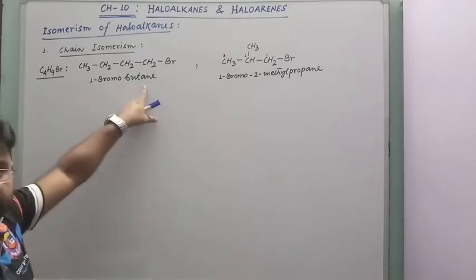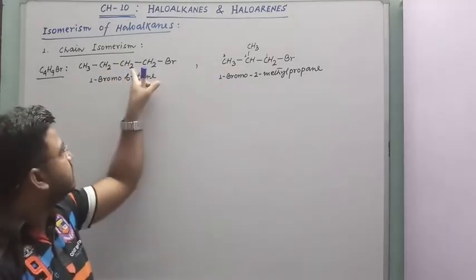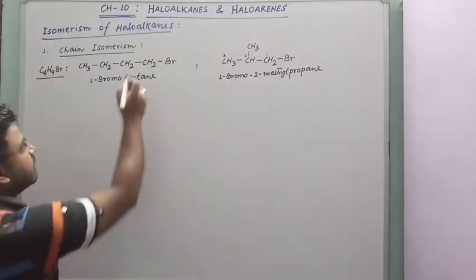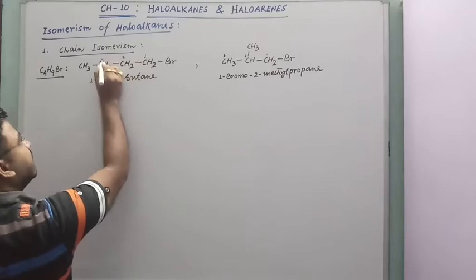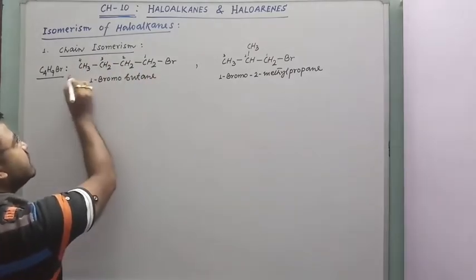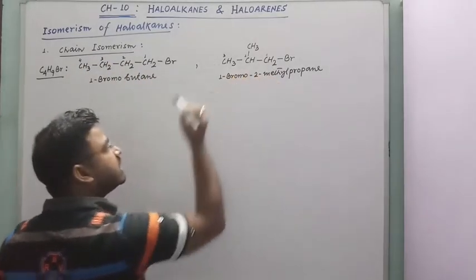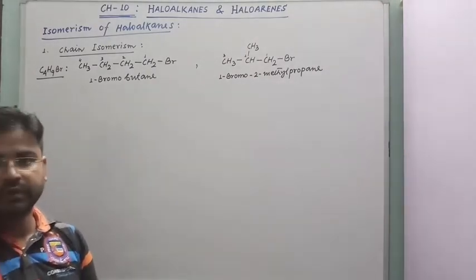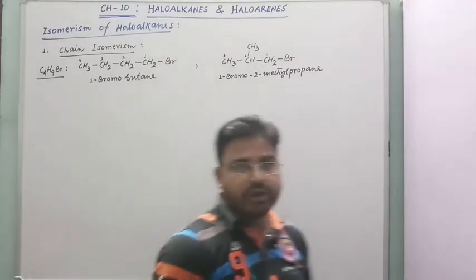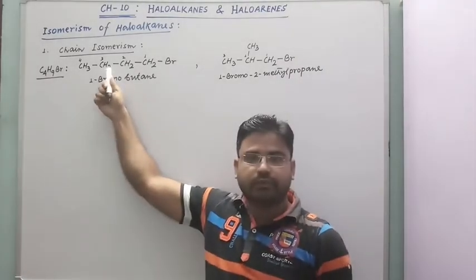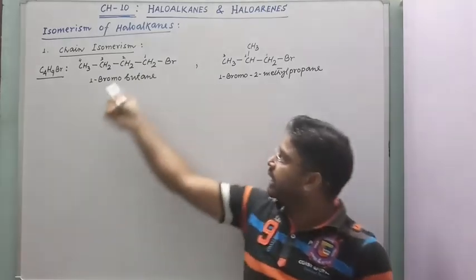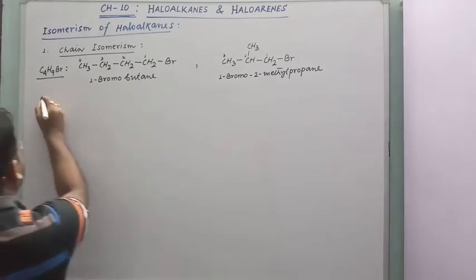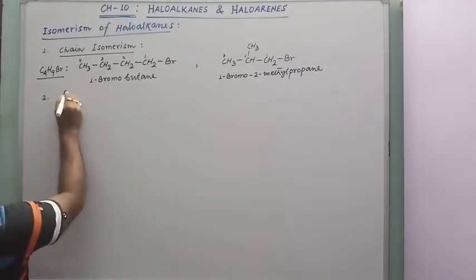And the other is 1-bromobutane. So both these compounds have the same molecular formula, but the number of carbon atoms in the principal chain is different. This chain contains 4 carbon atoms and this chain contains 3 carbon atoms. So that's why they are chain isomers of each other. So haloalkanes containing 4 or more carbon atoms can only show chain isomers. Second type, position isomerism.